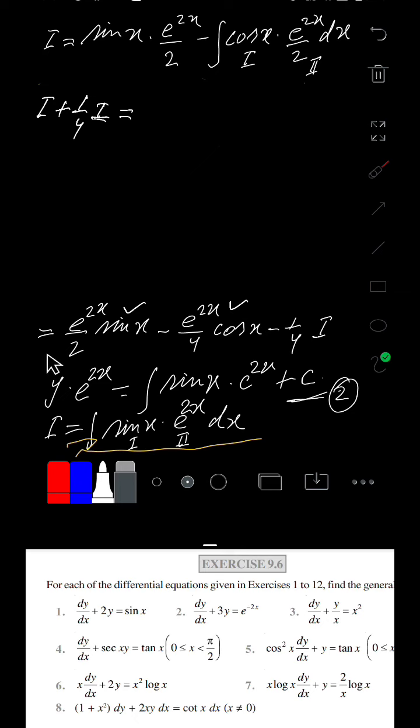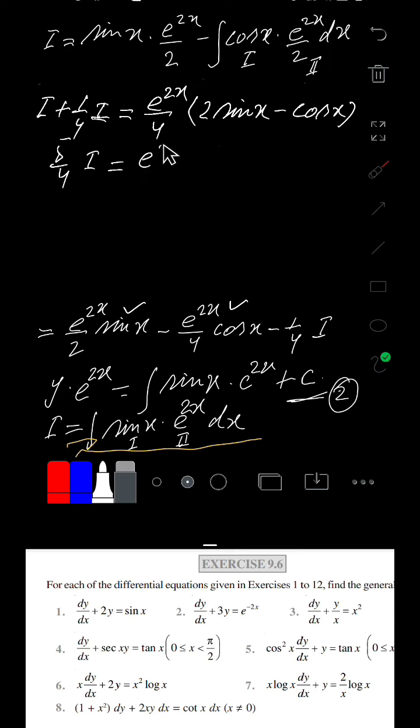So out of these two terms, e raised to the power 2x upon 4 may be taken out. So e raised to the power 2x upon 4 we have taken out. And then inside the bracket, in the first term, what is left? 2 sine x. And in the second term, minus cos x. Simplifying I plus 1 upon 4 I, we have 5 upon 4 I is equal to e raised to the power 2x upon 4 within bracket 2 sine x minus cos x.